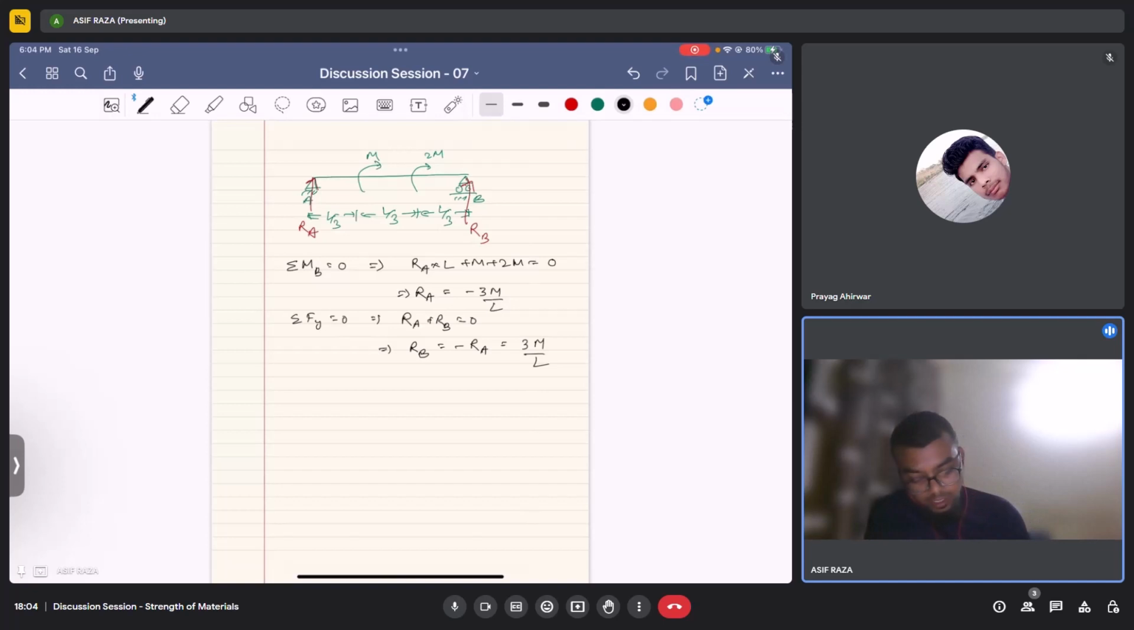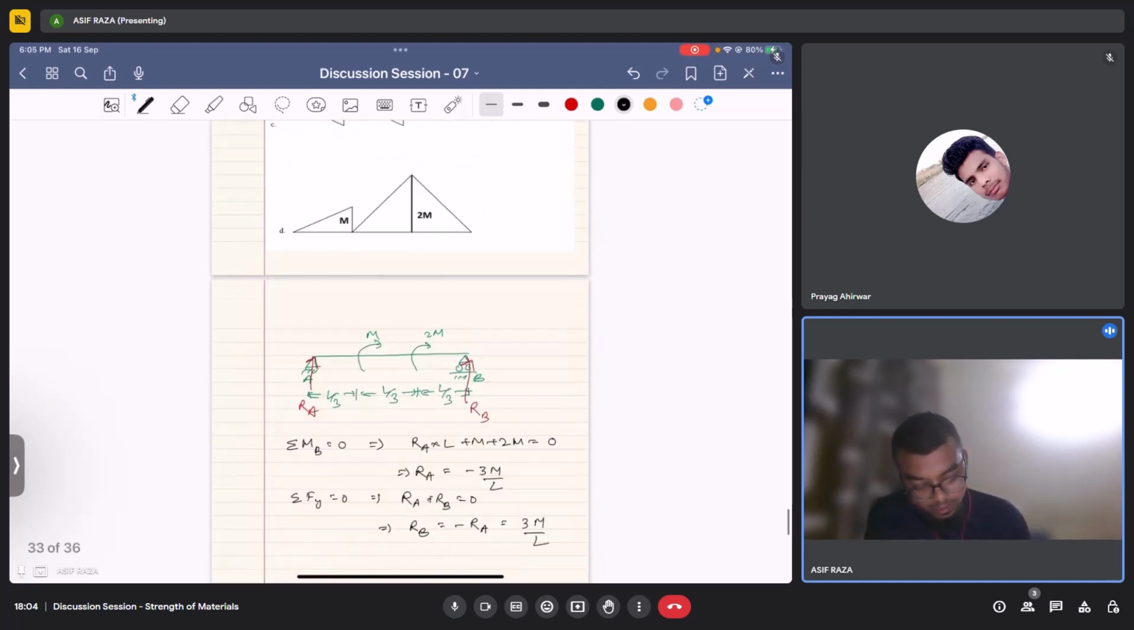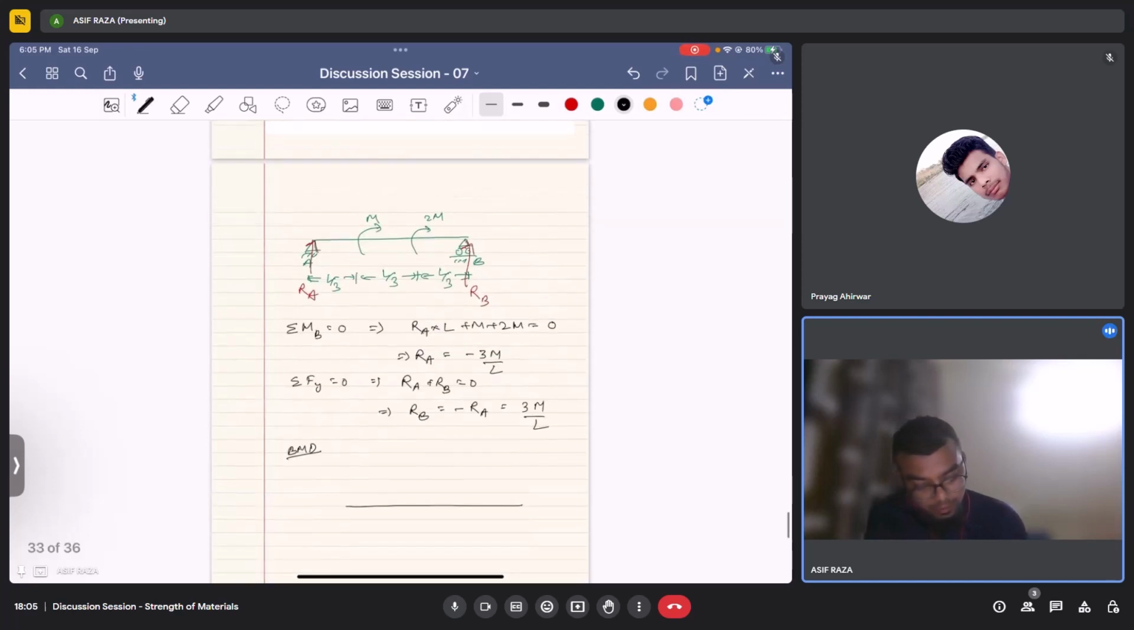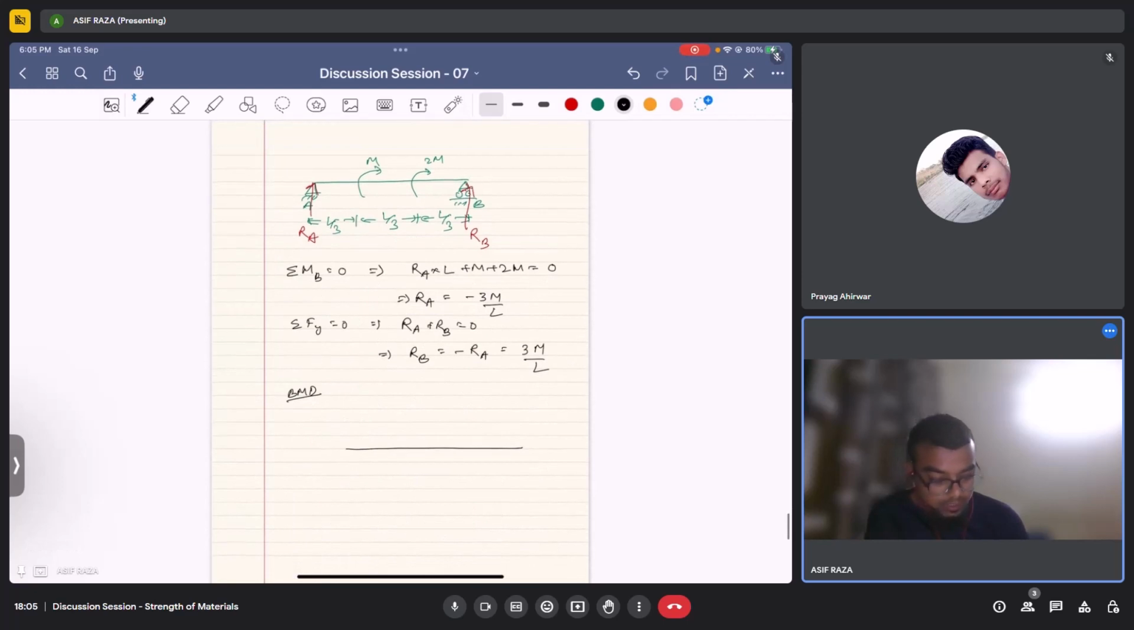Okay, now to draw the bending moment diagram, starting from the left, it's 3M by L into x. It's a linear variation.